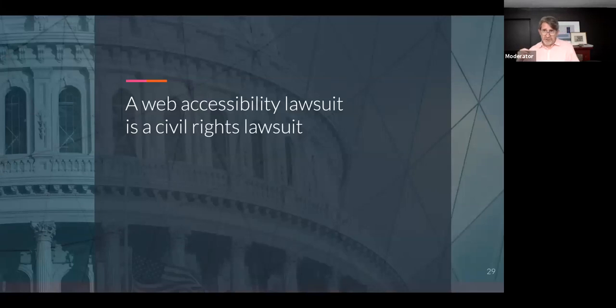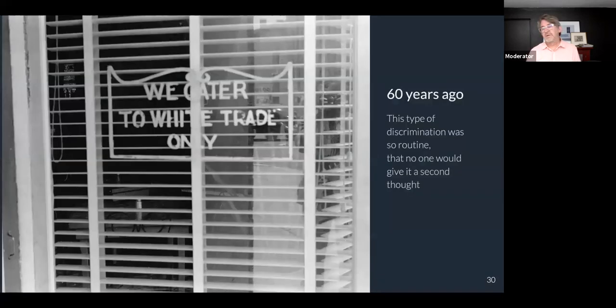So if you're sued for not having web accessibility, what you have to understand is that is a civil rights lawsuit. It's the same as a discrimination lawsuit. So not having access in the courts is considered discrimination. So 60 years ago, you could have a sign like this in front of a shop that says, "We cater to the white trade only."